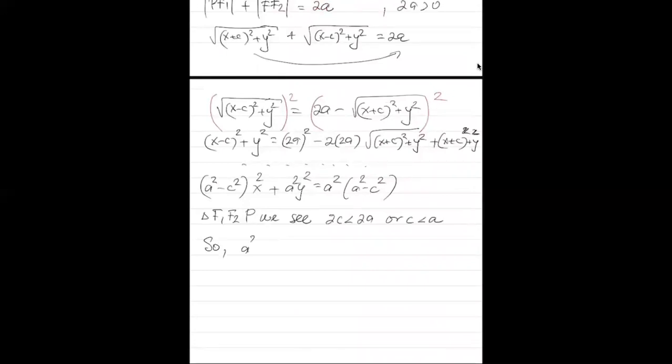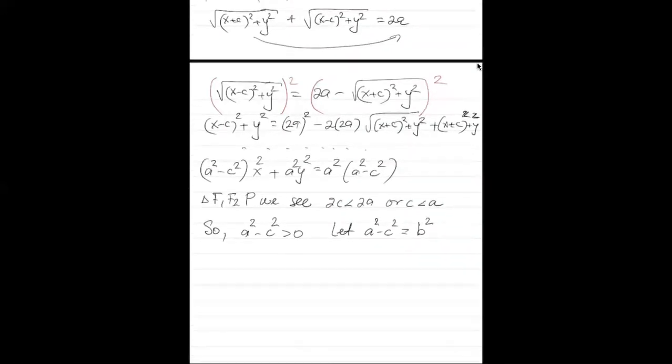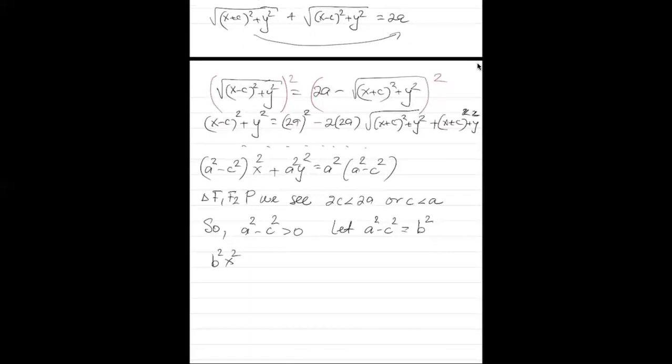So we have a squared minus c squared positive, right? If a is greater than c, then that is (a minus c)(a plus c), so that's positive. So we're going to let this a squared minus c squared equal b squared. And I'm going to rewrite the equation above as b squared x squared plus a squared y squared equals a squared times (a squared minus c squared).